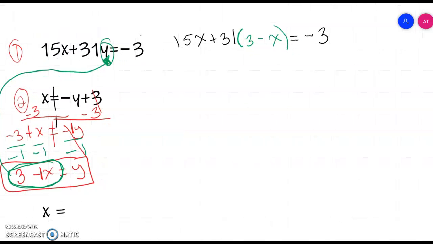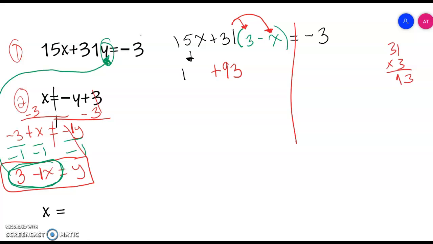So now distribute. Make sure you distribute the 31 to the 3 and to the negative x. Okay, so 3 times 31, if you didn't know, is going to be 93. So a positive and a positive is a positive, so I'm going to have 93. And I didn't do anything to this 15, so I'll bring it down as I go.